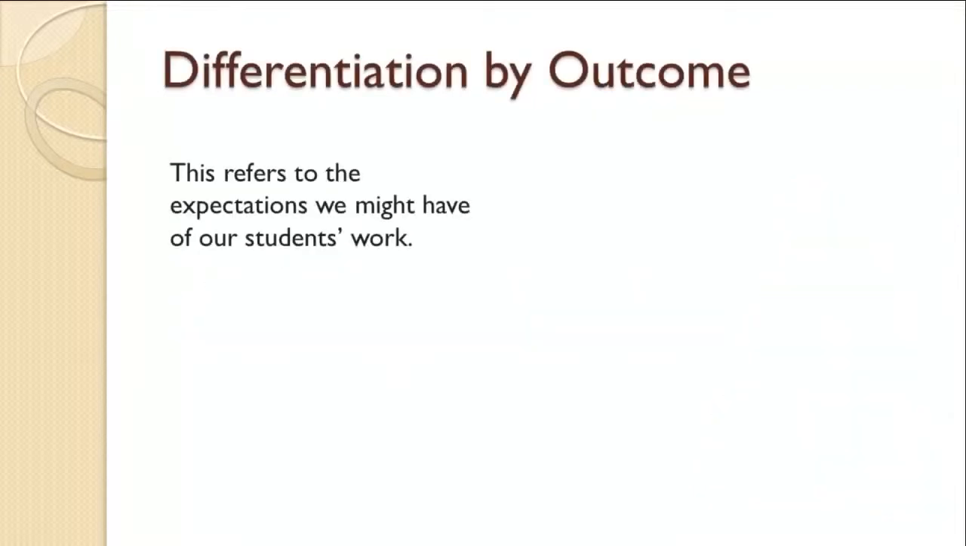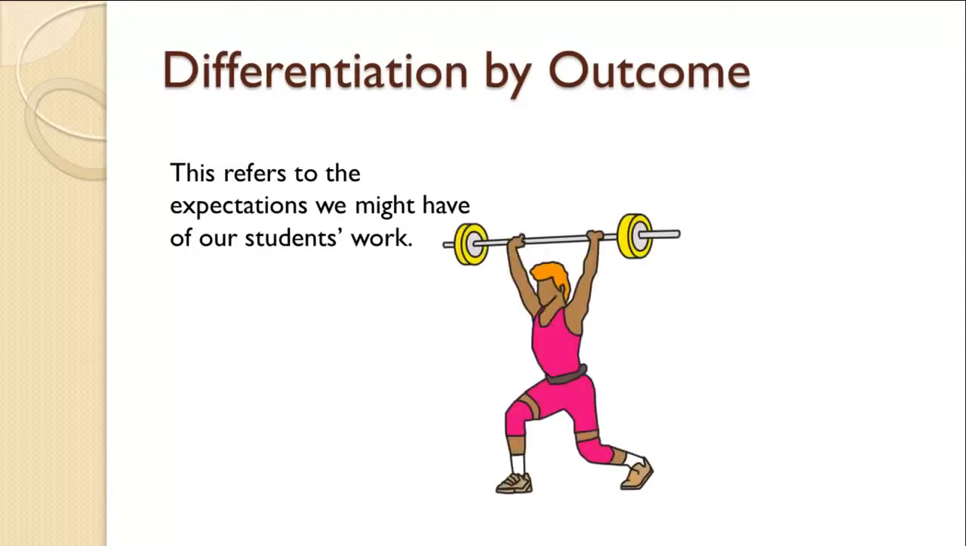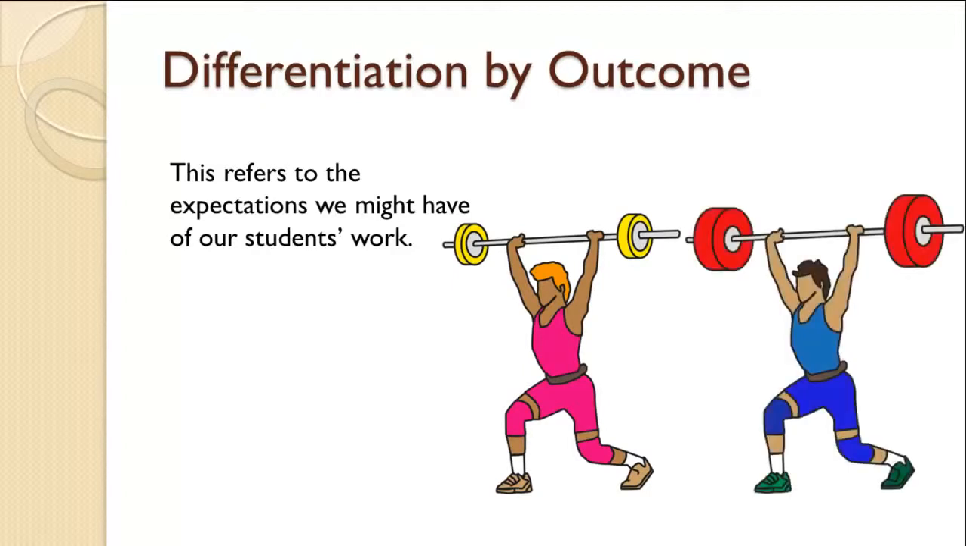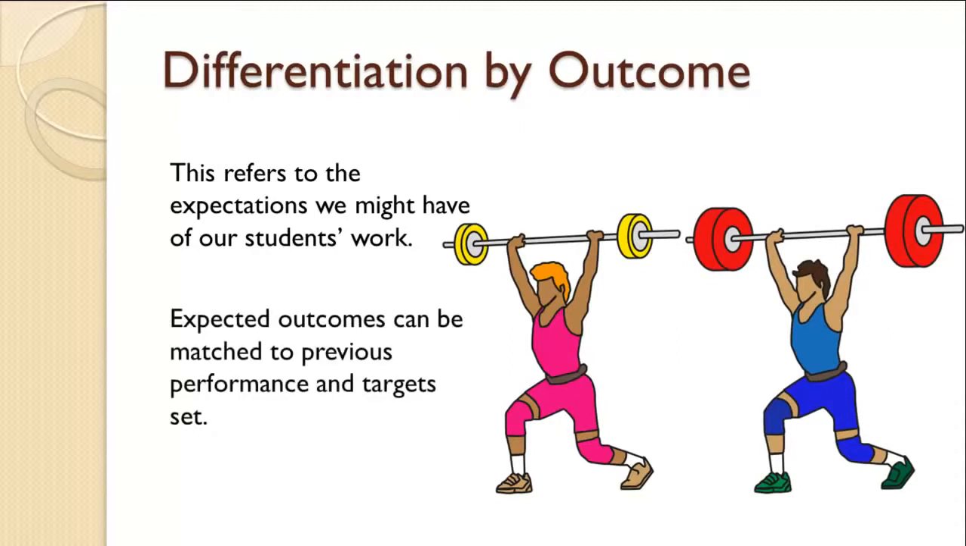Differentiation by outcome refers to the expectations we might have of our students' work. For example, if a student has been struggling with a particular aspect of the course, the teacher is likely to value a basic outcome more highly for this student than for a student who has found this aspect particularly easy. Therefore, expected outcomes can be matched to the previous performance and targets set.